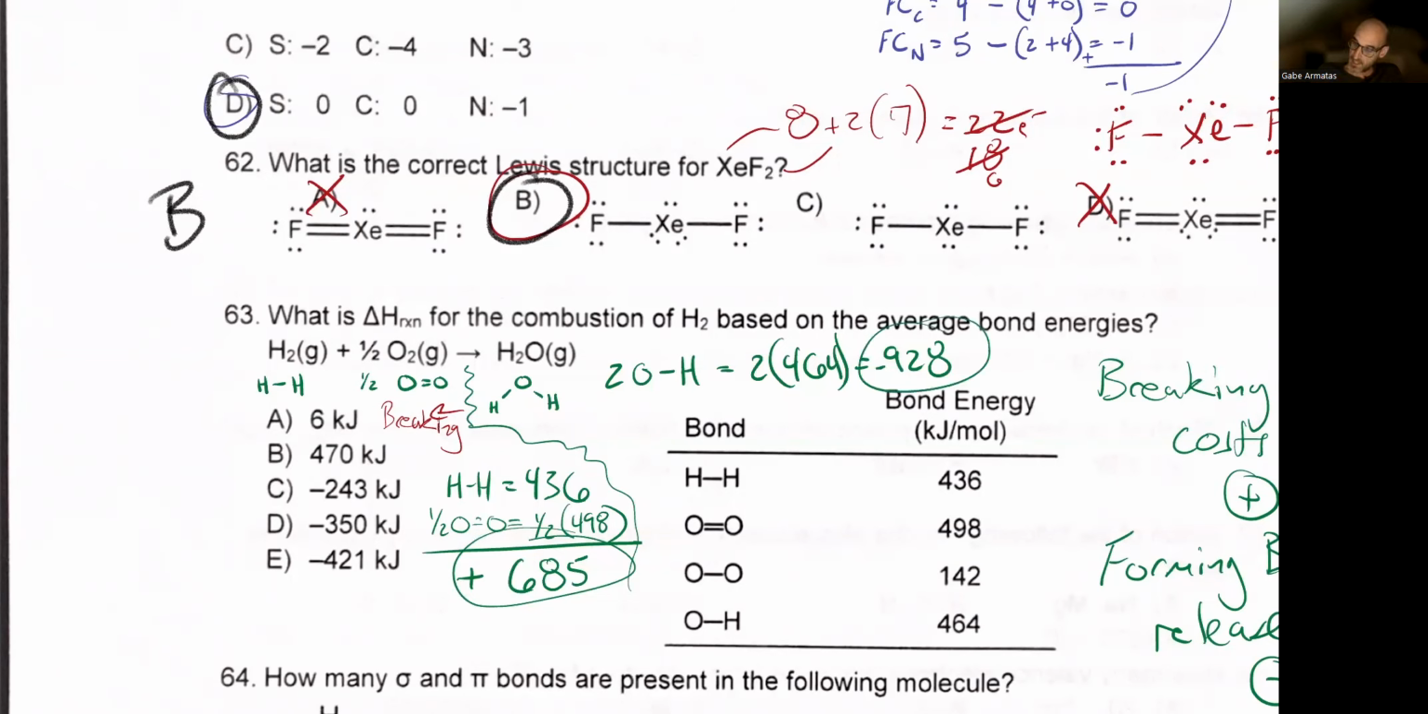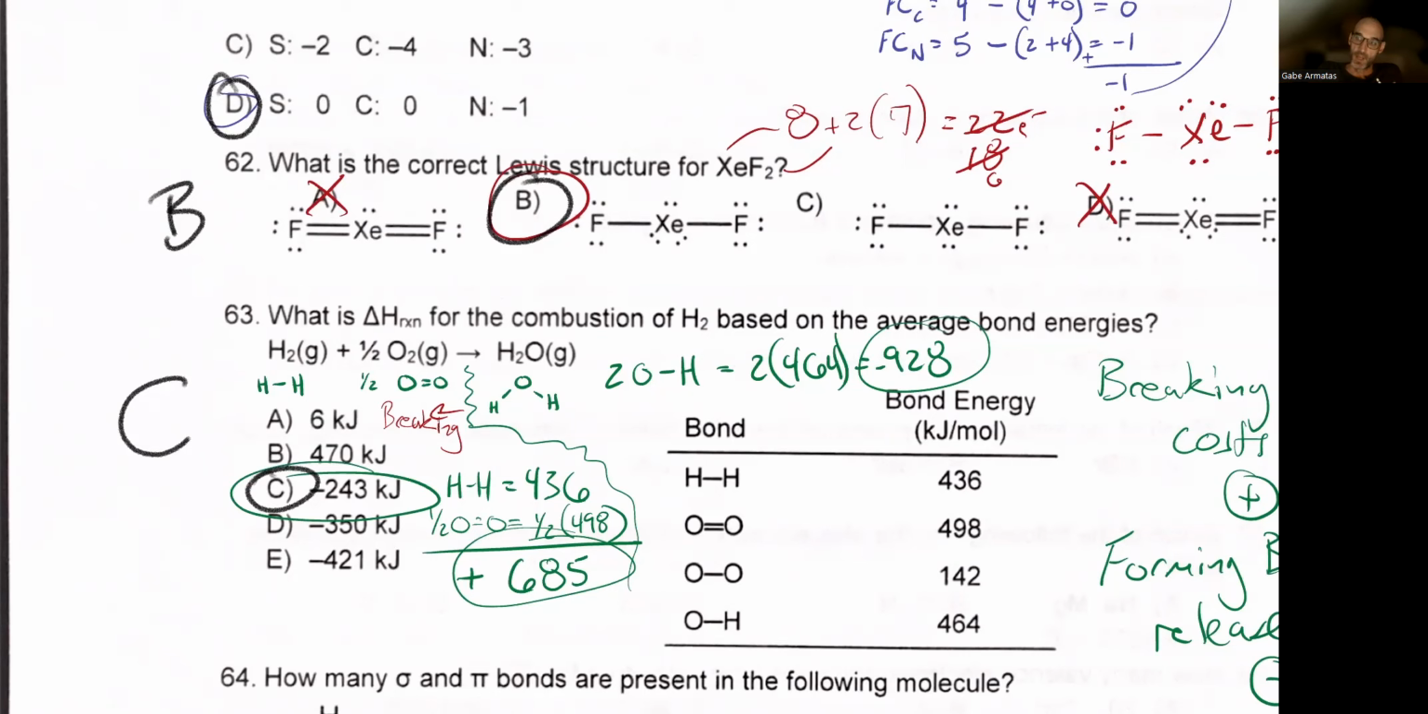So we take that negative 928, and we essentially add it to the total. So it's gonna cost us 685 to break the reactant bonds, minus the 928, because we're essentially forming 928 kilojoules worth of bonds. So 685 minus 928 gives us negative 243. So this one should be C.